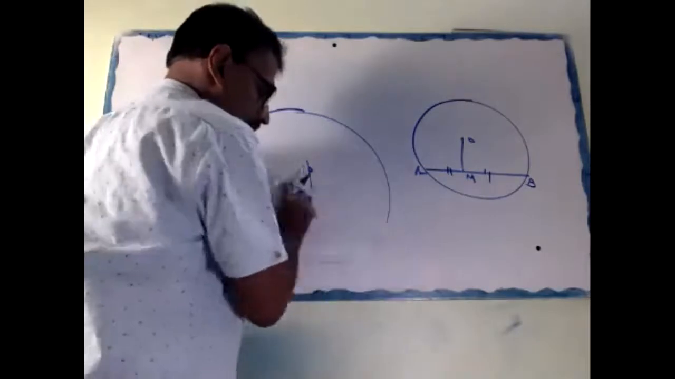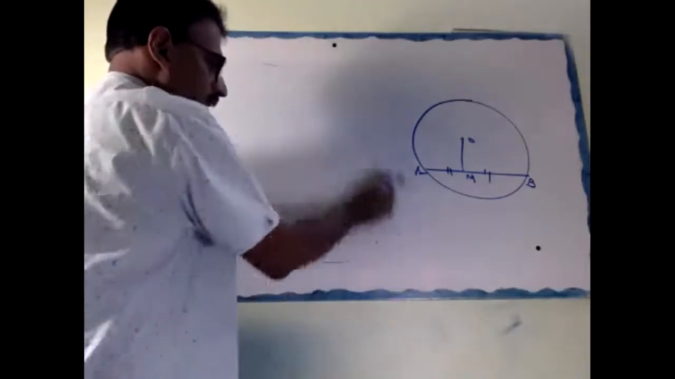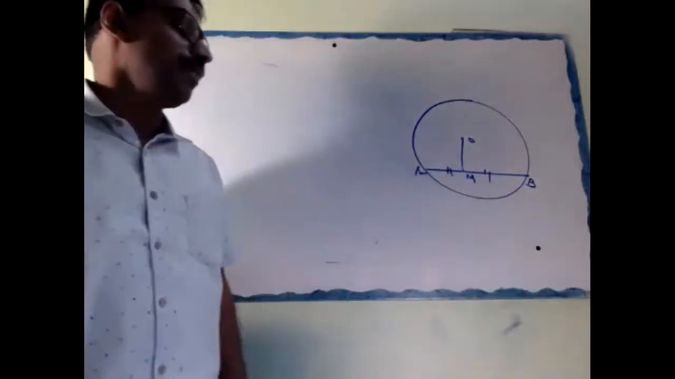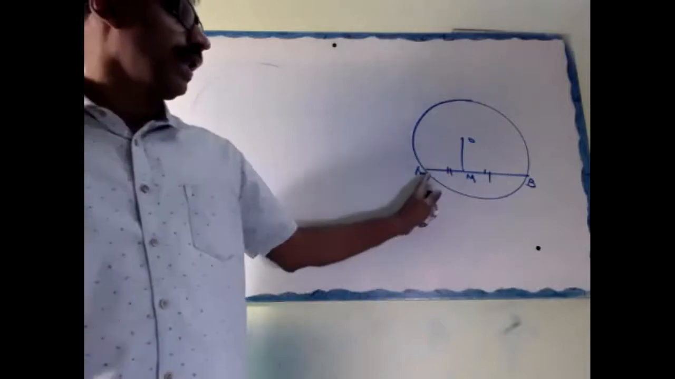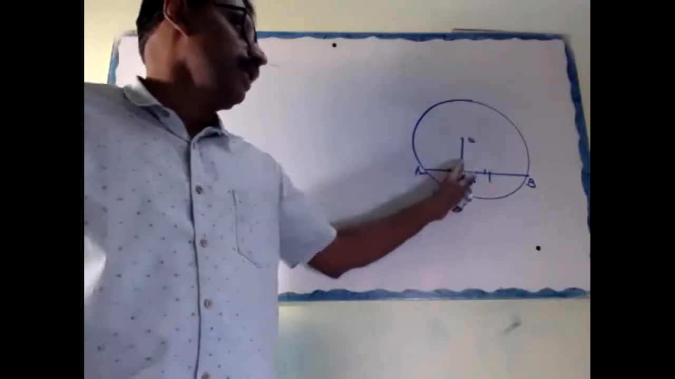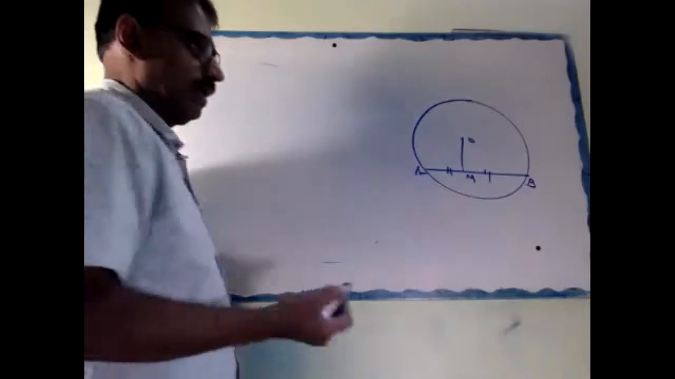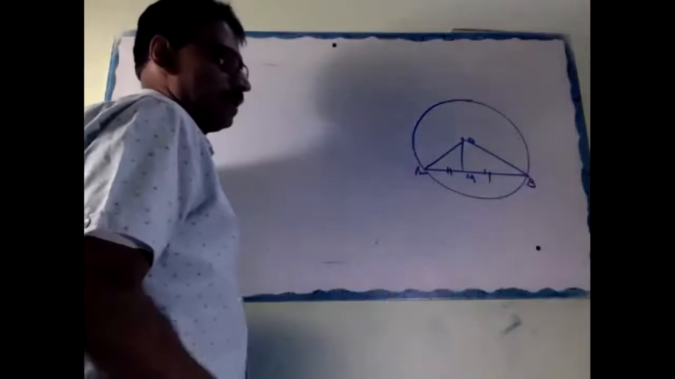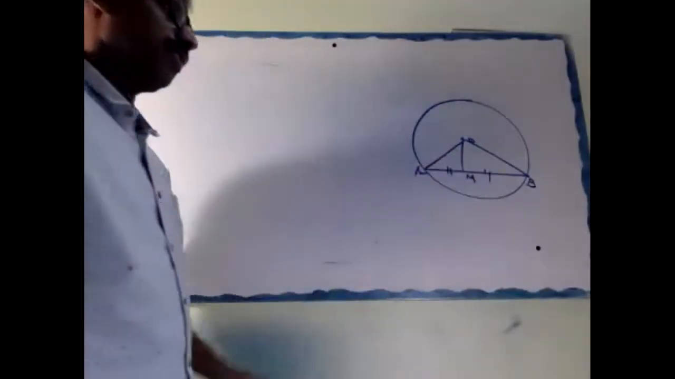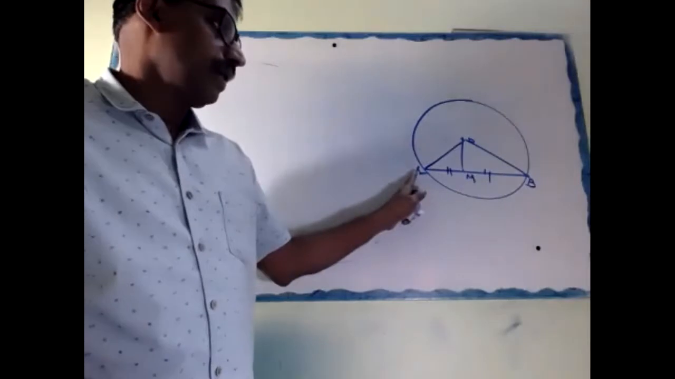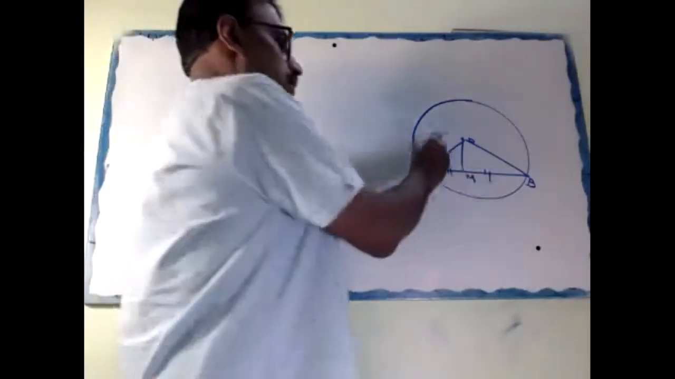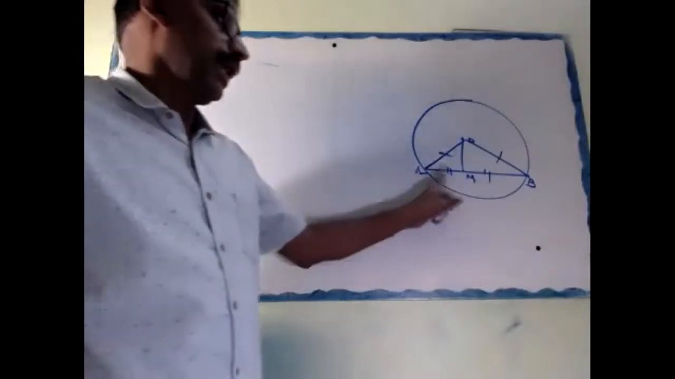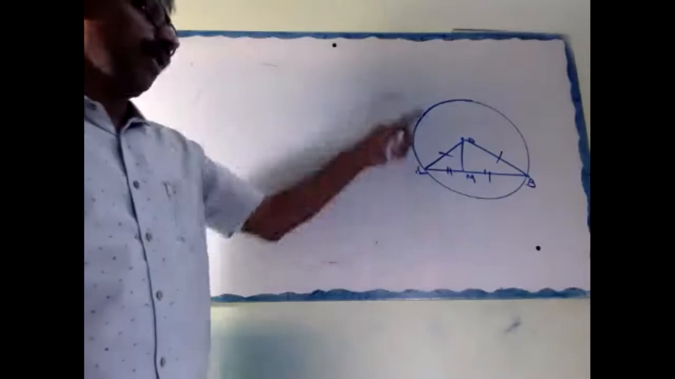Clear or not? So what is given? A circle with center O, radius R. AB is a chord and M is the midpoint. To prove: angle AMO equals angle OMB equals 90 degrees. Construction: join OA and OB. Show these triangles are congruent. In triangles OMA and OMB, OA equals OB, radius. AM equals MB, given. OM equals OM, common.